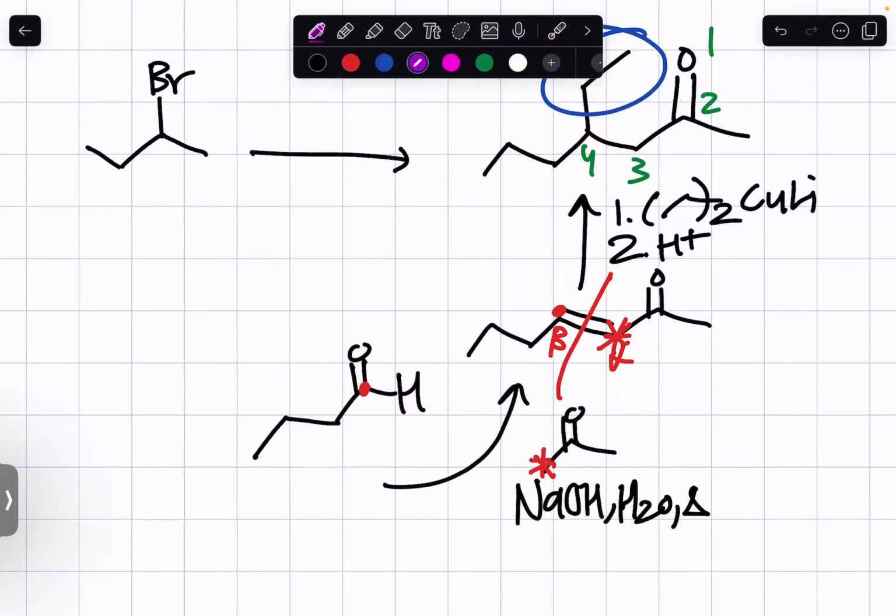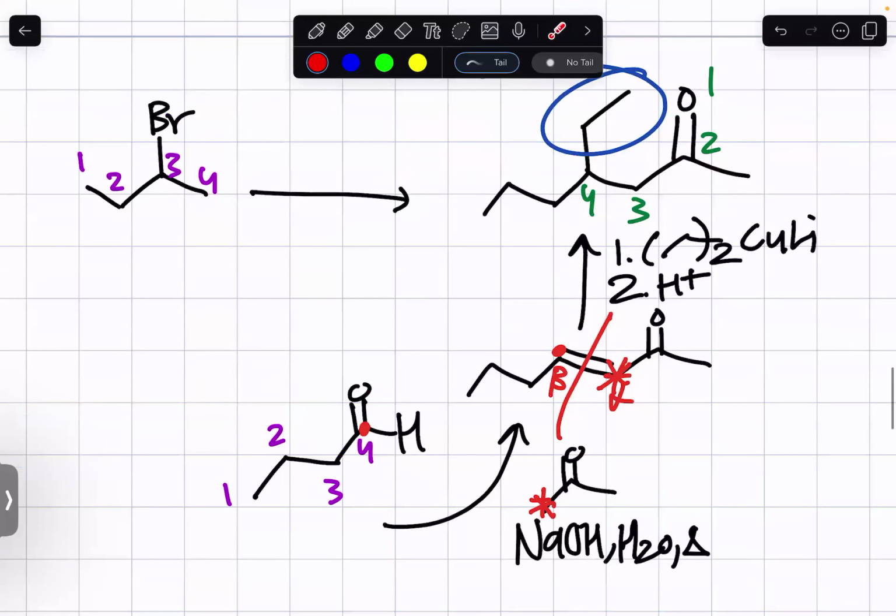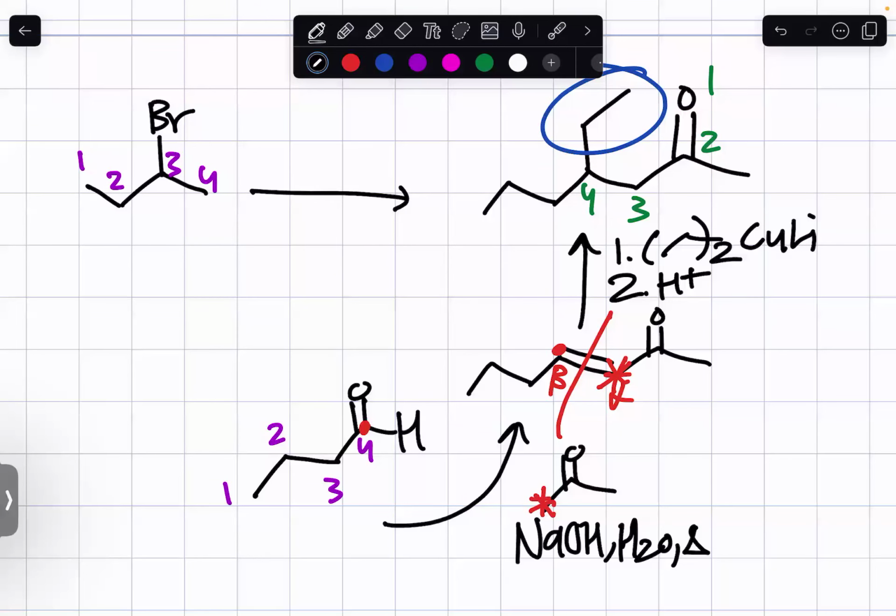Let's say this is carbons 1, 2, 3, 4, and we want a carbonyl at carbon 4. So first you would have to do elimination. Right, and which type of elimination? Is it Zaitsev? Wait, that would create the more stable one, so Hofmann. Hofmann, right, with the bulky base like LDA.